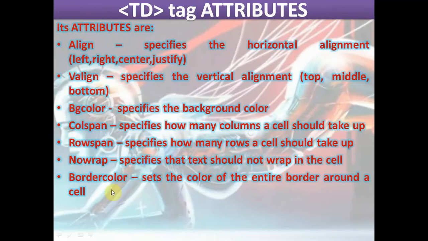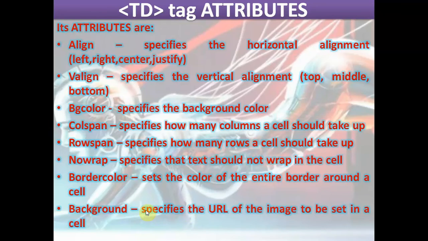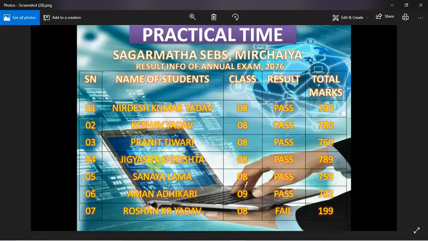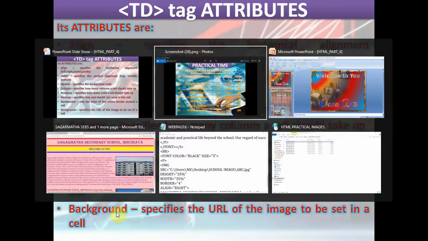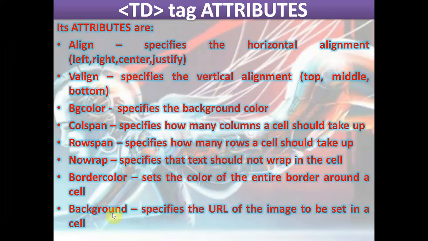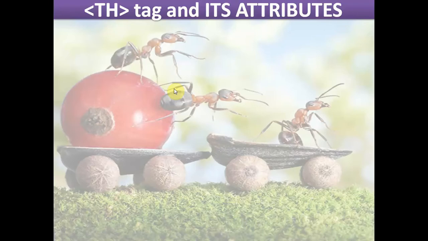Now next is background. If you want to specify the color of any cell, this is the cell. If you want to insert a picture or image in your cell background, you can insert it with the help of the background attribute inside the TD tag. Inside the TH tag also you can insert it, but you have to give the URL. It means you have to give the path of the location where your image is stored inside your computer. Now next we are going to discuss TH.